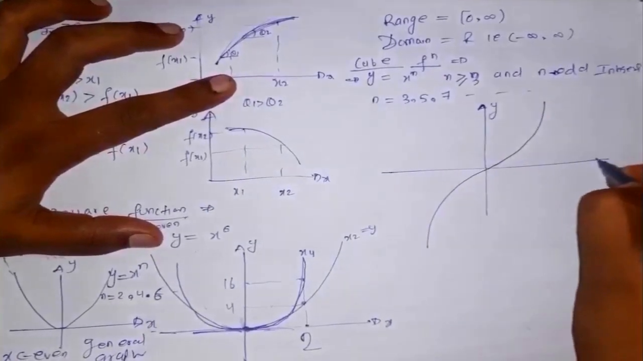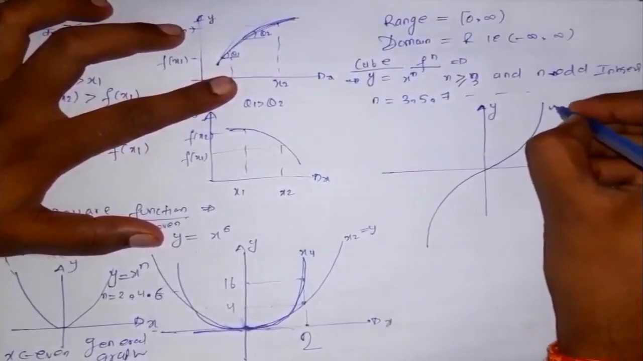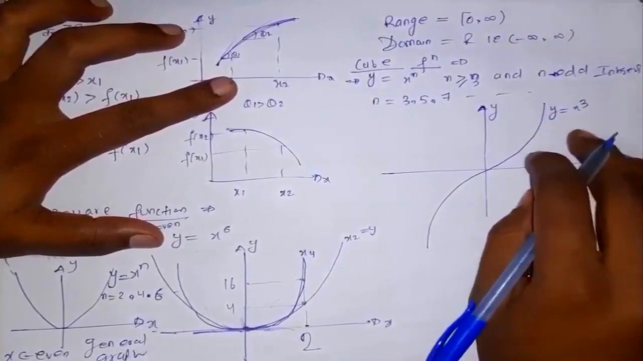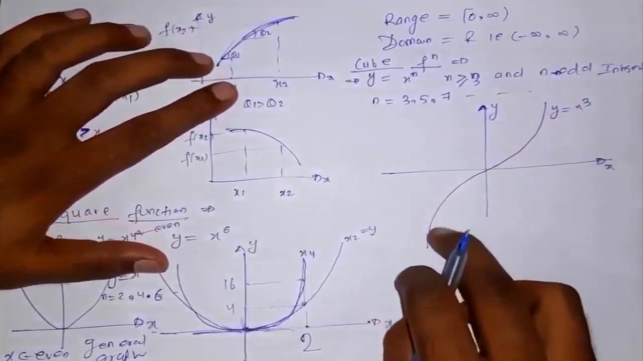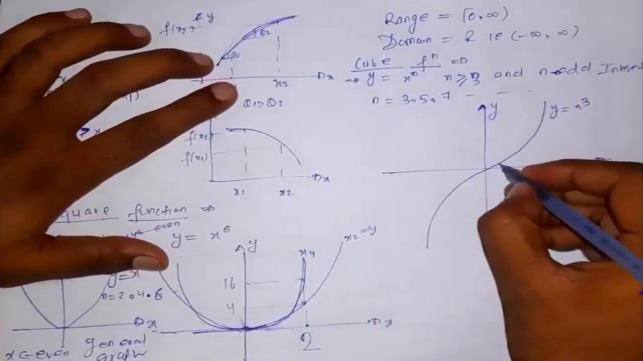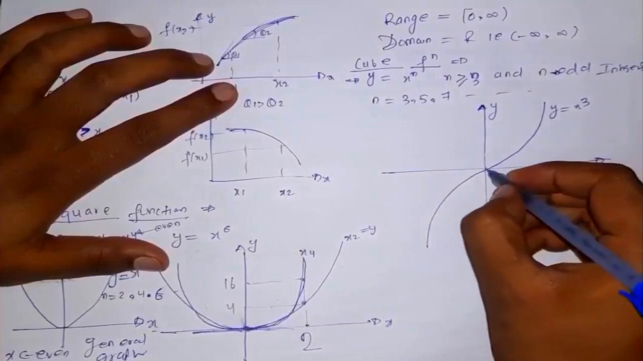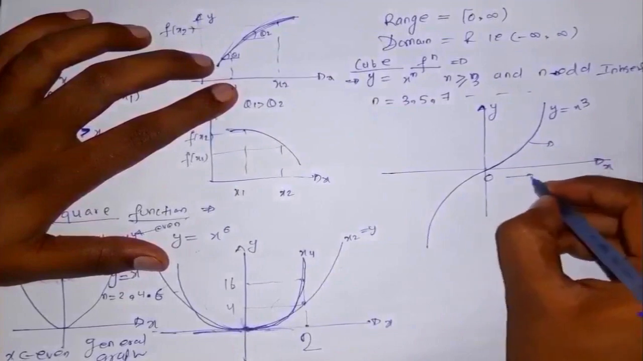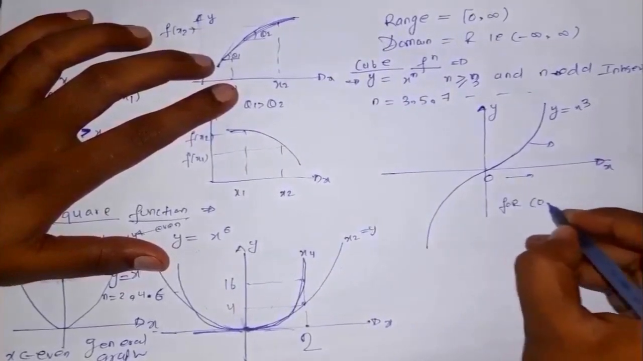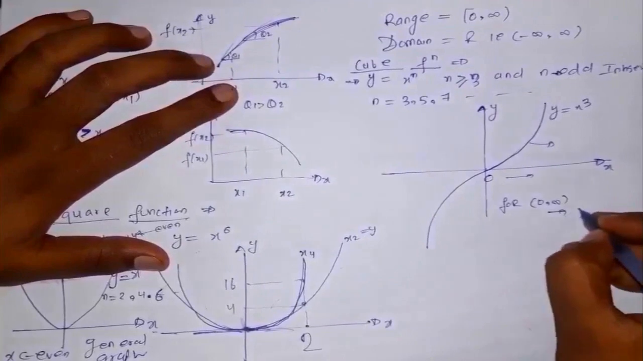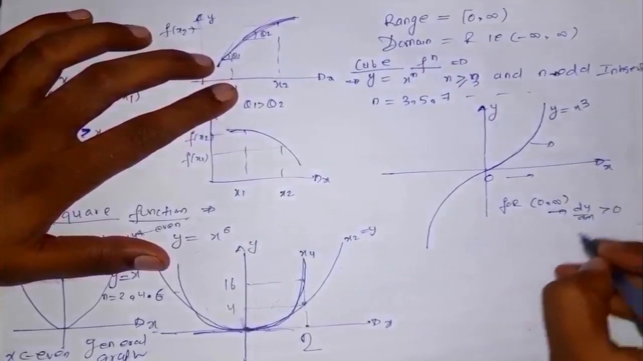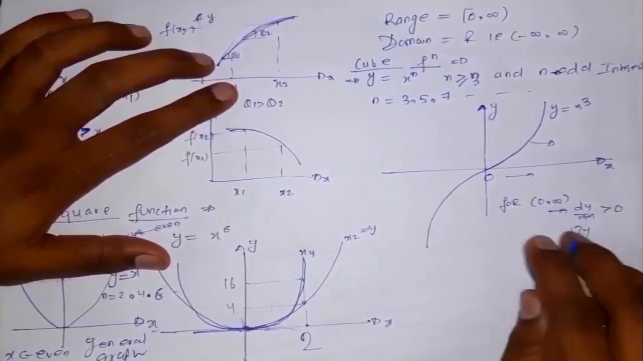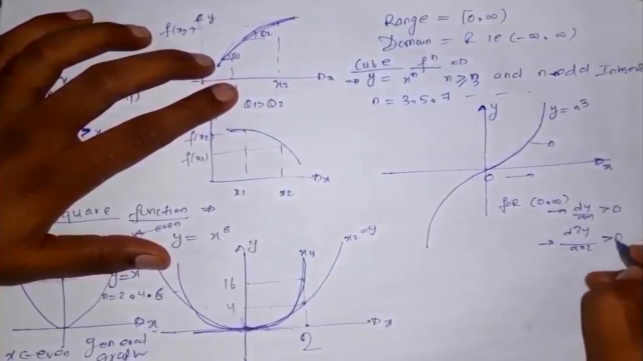This is y, this is x. y equals x cube or x to the power 5 is possible. So the rough graph will be like this. For this portion, for 0 to infinity, we can say dy by dx is positive and d2y by dx square is positive. That is minima.